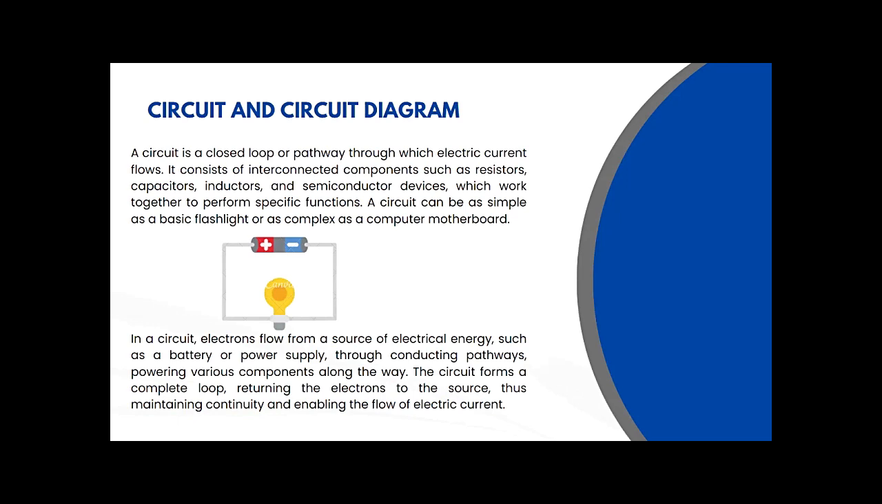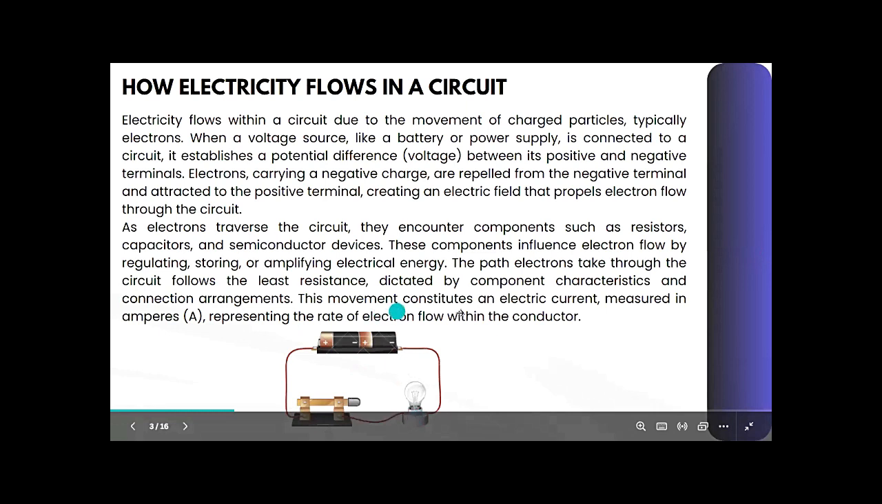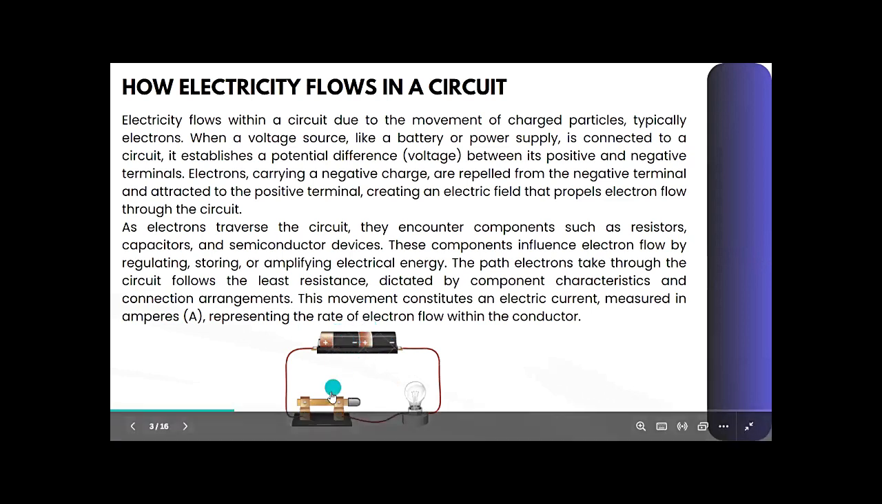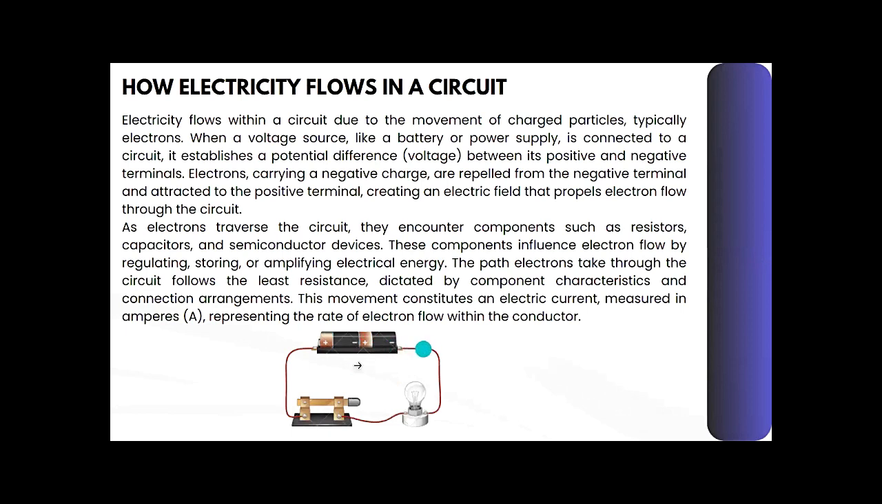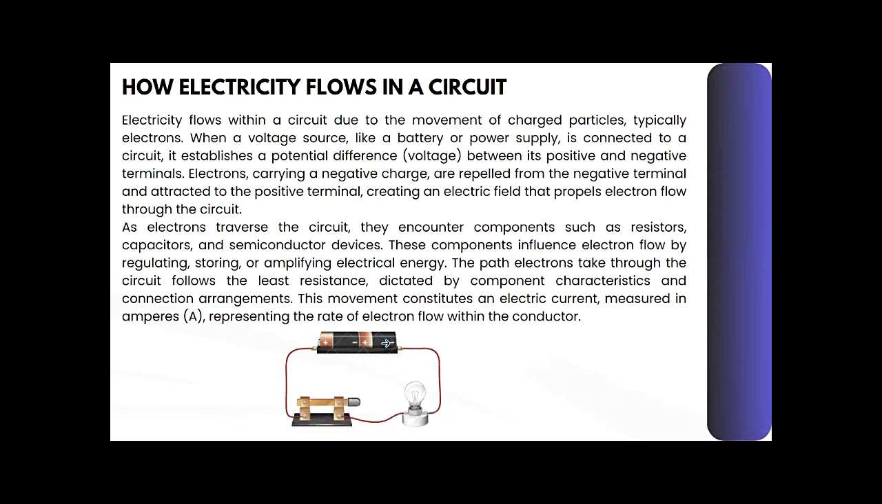So how does a circuit work? Let's look at this in order. Electricity flows in a circuit due to the movement of charged particles from the energy source, which is the battery. This charged particle is the electron, which flows from the output source to the loads and back to the input source. The electron carries a negative charge.